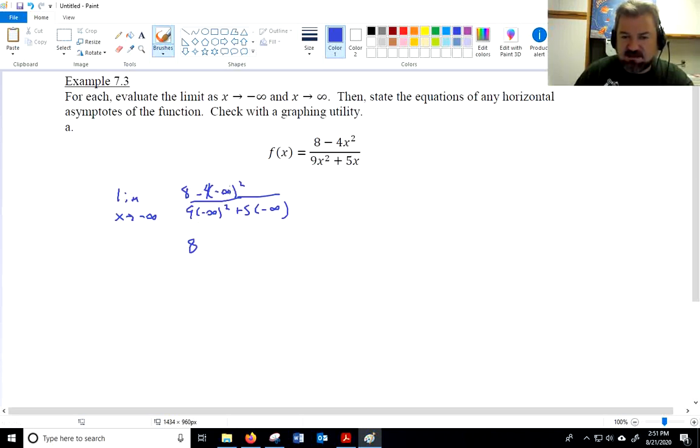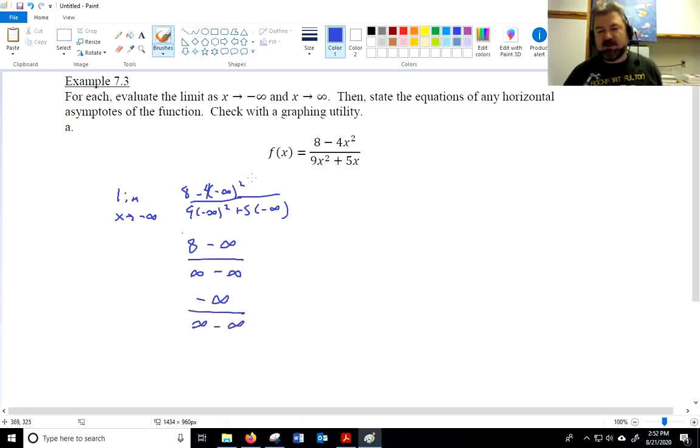Let's see here, that's negative infinity squared, which is positive infinity, but times a negative 4, so it's 8 minus infinity over negative infinity squared, a positive infinity, so 9 times infinity is infinity, and then minus infinity. All right, well, this is just a giant mess. I got negative infinity on top, and then I've got an indeterminate on bottom.